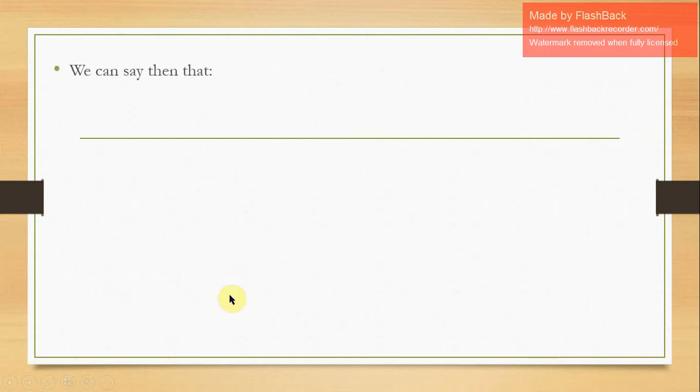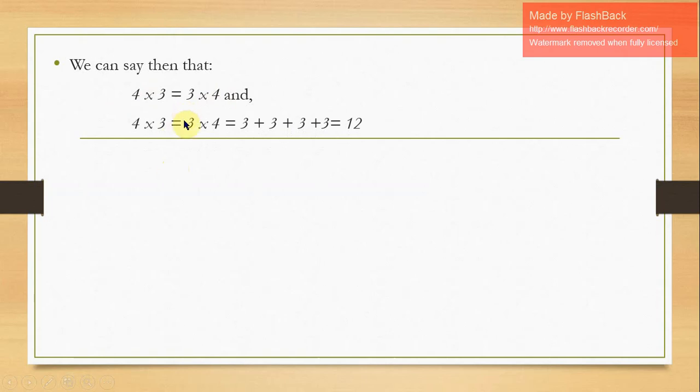We can say then that 4 times 3 is equal to 3 times 4. That is a property of multiplication. Changing the order of the given doesn't affect the product. And 4 times 3 is equal to 3 times 4, which is equal to 3 plus 3 plus 3 plus 3, which is equal to 12.